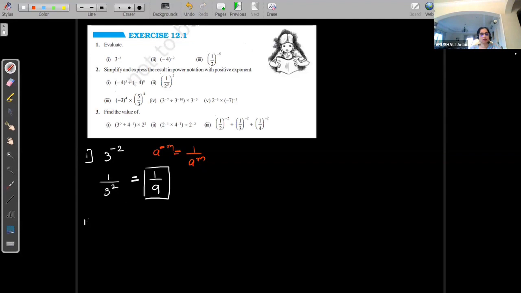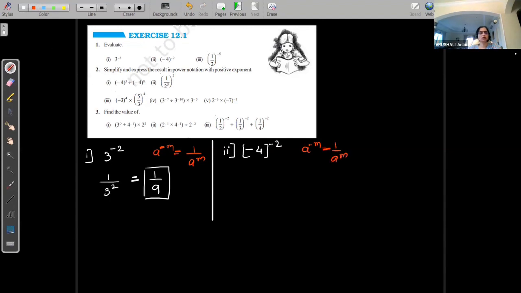Look at the second part of the first question. This is equal to minus 4 raised to minus 2. Again, same law we are using. I'll do it this side. We are doing the same law. This is equal to minus 4, the whole raised to minus 2. So again the same law we are going to use: a raised to minus m is equal to 1 by a raised to m.